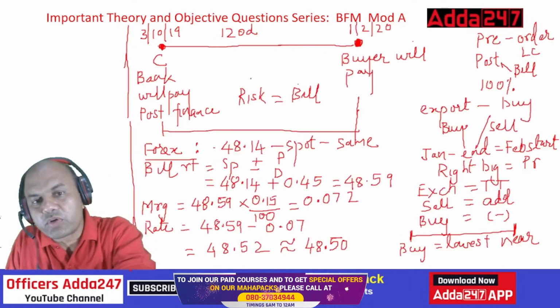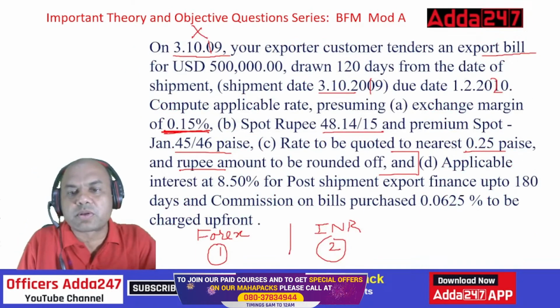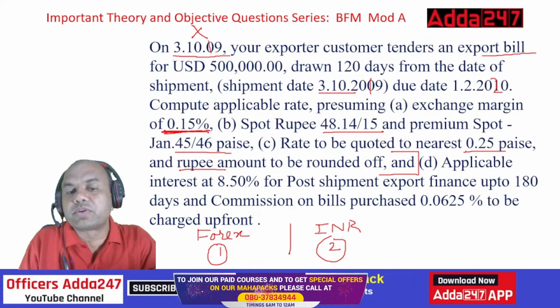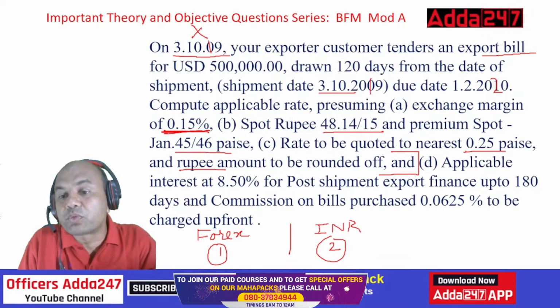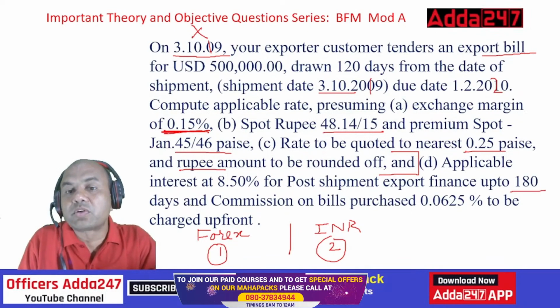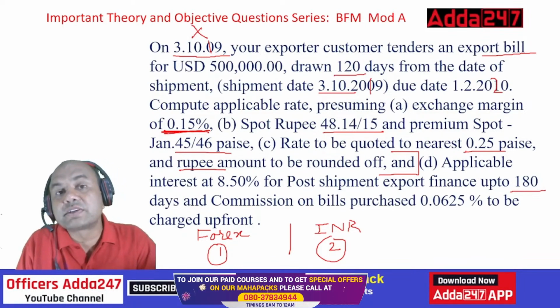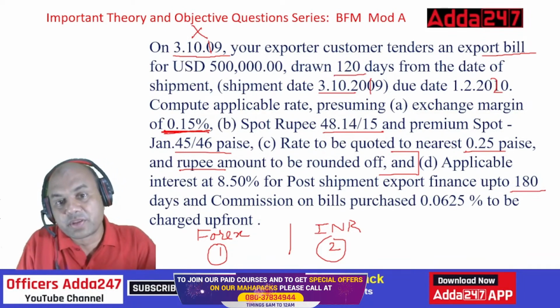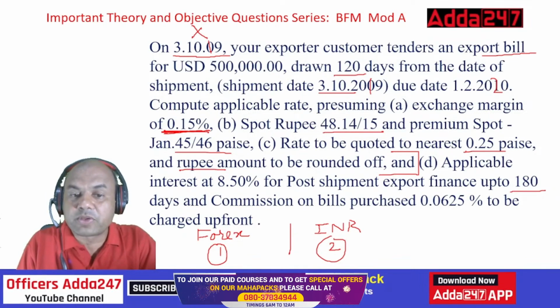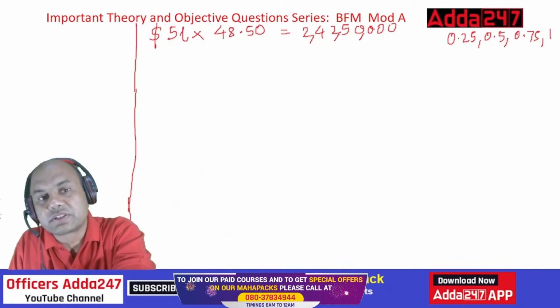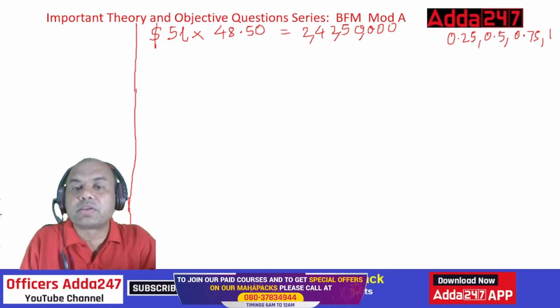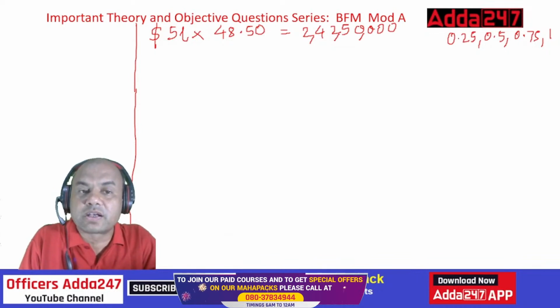Okay, now this dollar problem ends over here. Now you have to focus on INR. The applicable interest rate is 8.5% for post shipment finance up to 180 days. Now what is the number of days of my finance? 120. So this is within 180. It is given as up to, which means maximum. So I can use the same rate of 8.5%. See this. This much is the financing I am giving. So I will be calculating the interest.